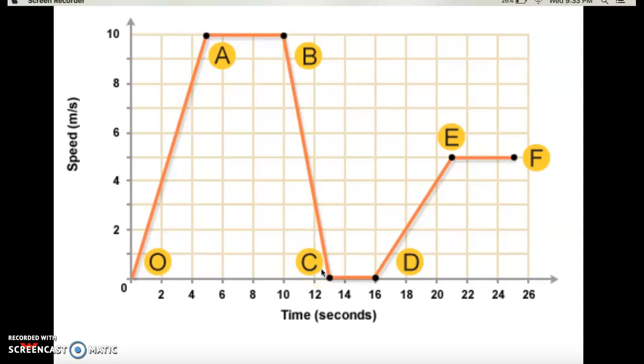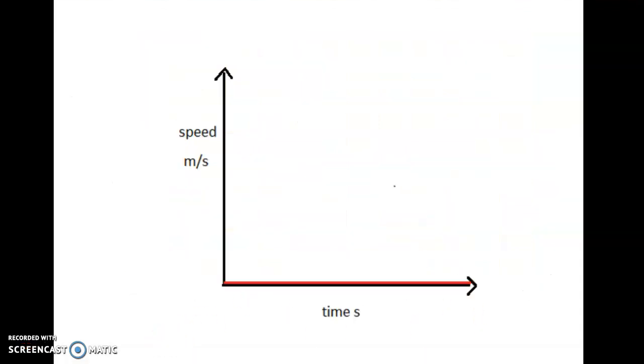So this graph doesn't show me how far away something is moving or how far away from home something is. We're not looking at distance anymore. We're just looking at our speed over time. So is our speed increasing, decreasing, staying the same? Is it non-existent? What is my speed doing on the graph? That's what we're looking at. So let's talk about what the different lines on the graph would represent.